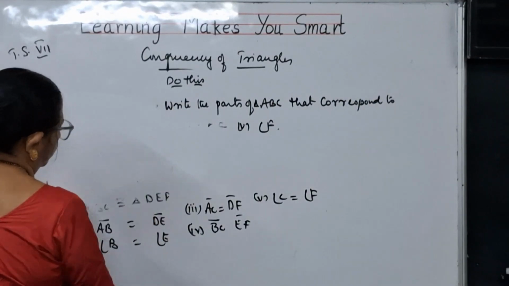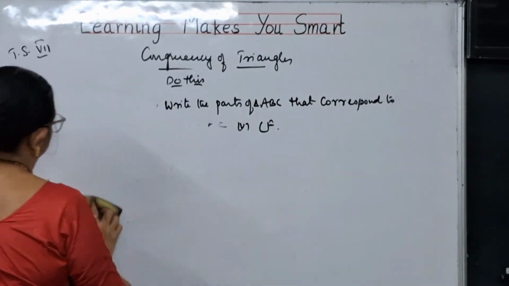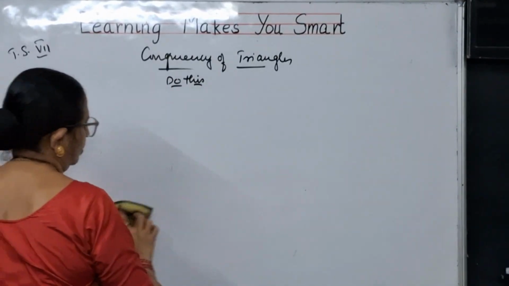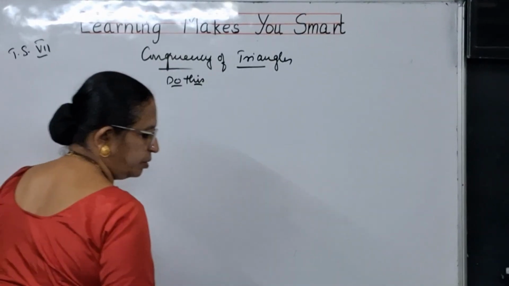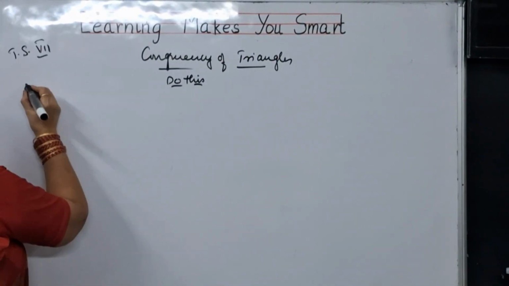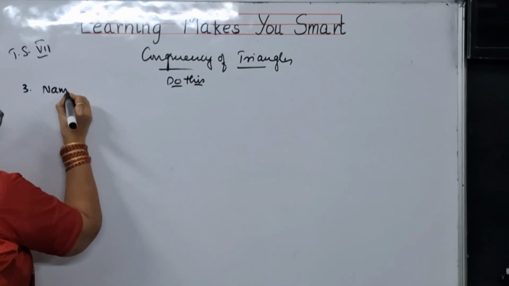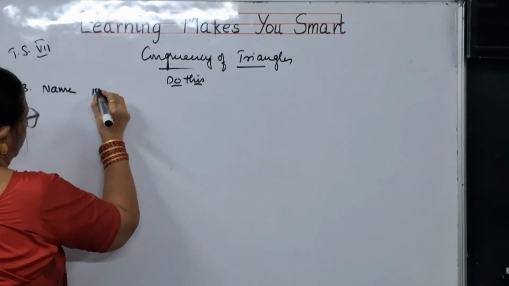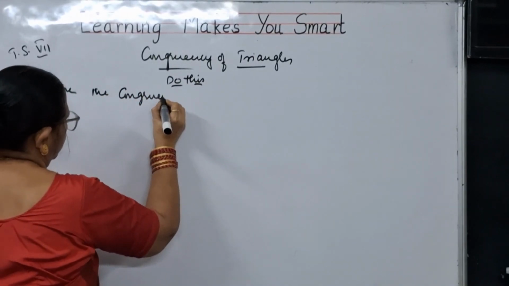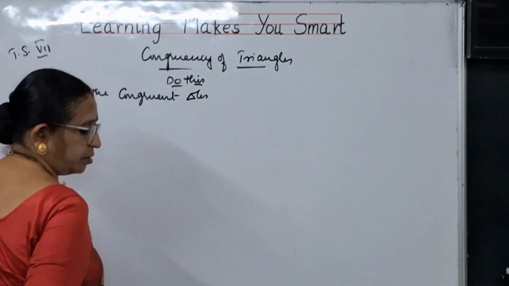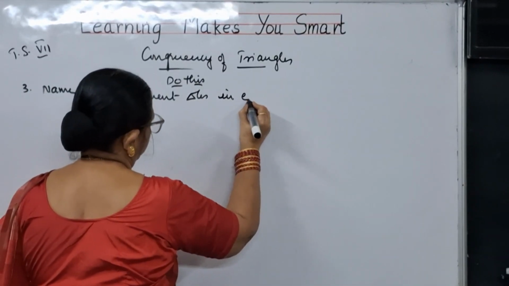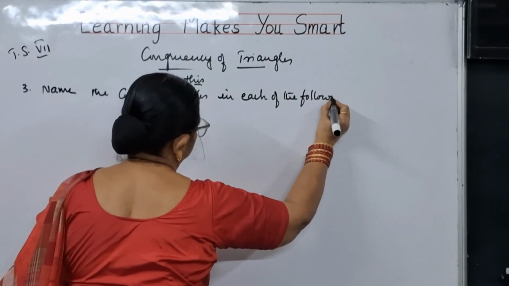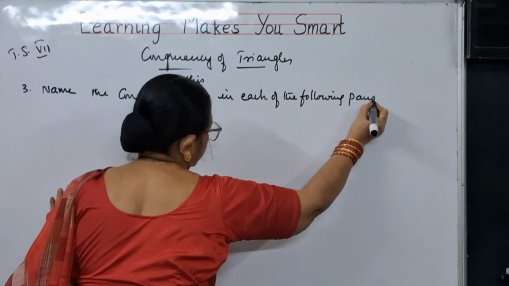Now, let us see the third problem. Name the congruent triangles in each of the following pairs.